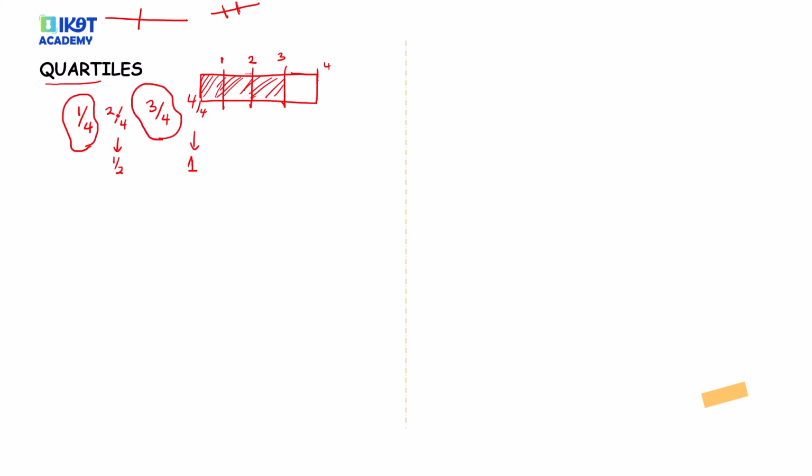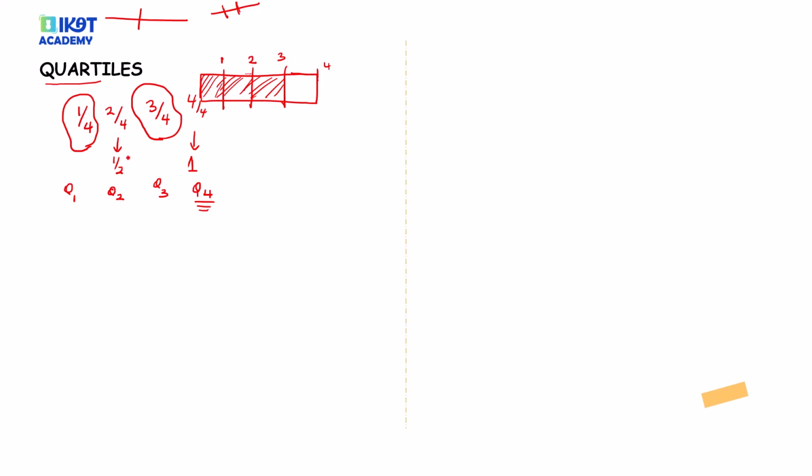Now, this first line that divides is called Q1. The second line is called Q2. The third line is called Q3. The fourth line is called Q4. Note Q4 is not relevant because it's representing everything. Does that make sense? It's representing everything.